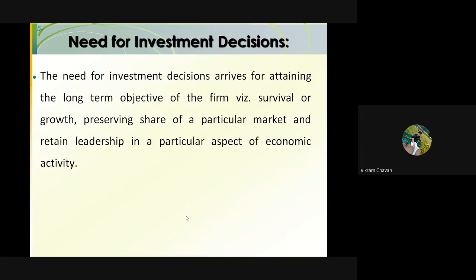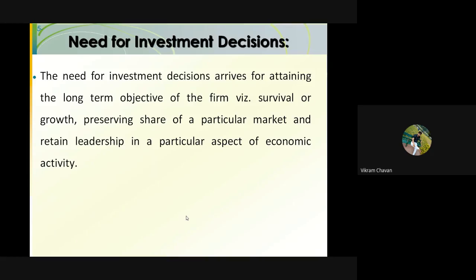So what is the need of investment decision? The need of investment decision is to attain long-term goals for a firm. We have mentioned already that it is to survive in the market; one has to perform this act of investment to survive in the future. Or one wants to increase the profit in the future, or desires some higher growth than the present situation. In that case, one has to go for the investment.